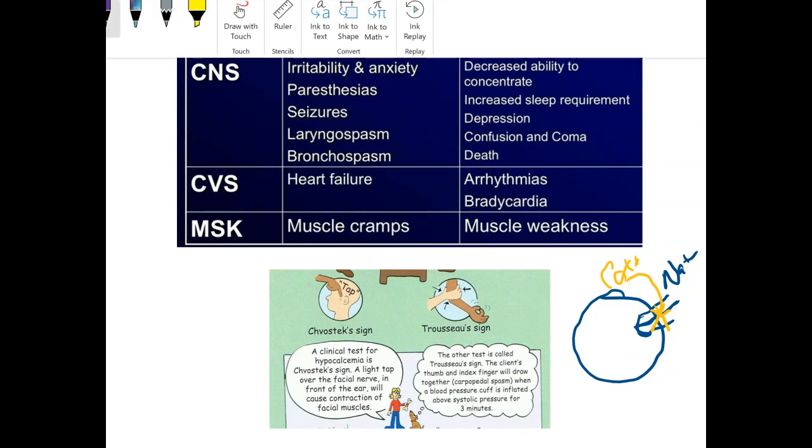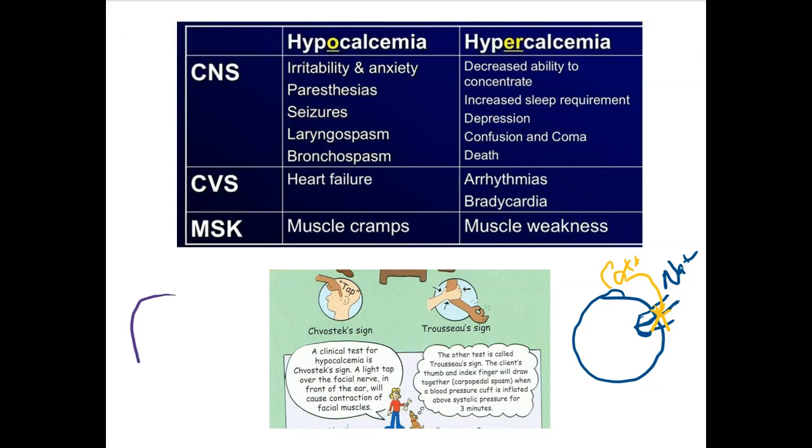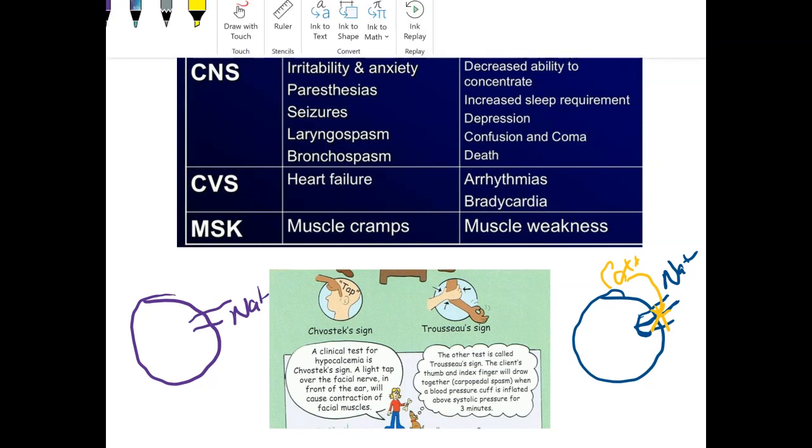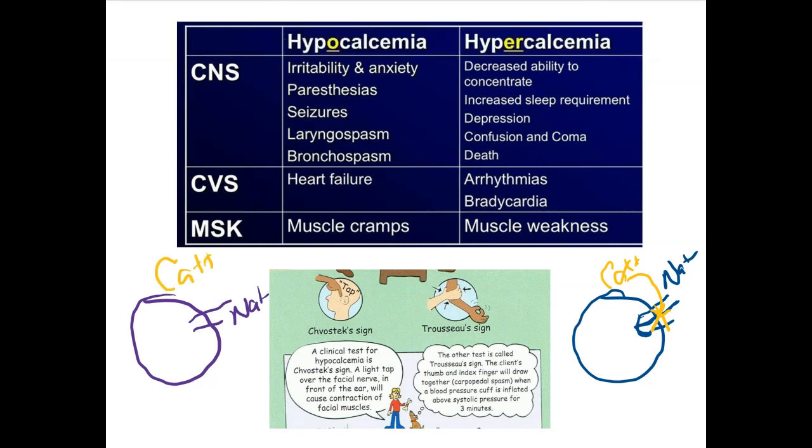Now, if we were to have the opposite occur, so here's another cell, this will be my little sodium channel, and then I'll put my calcium. If we have hypocalcemia, now there's less calcium blocking that channel. So now sodium can get in even faster. So it's more excitatory.